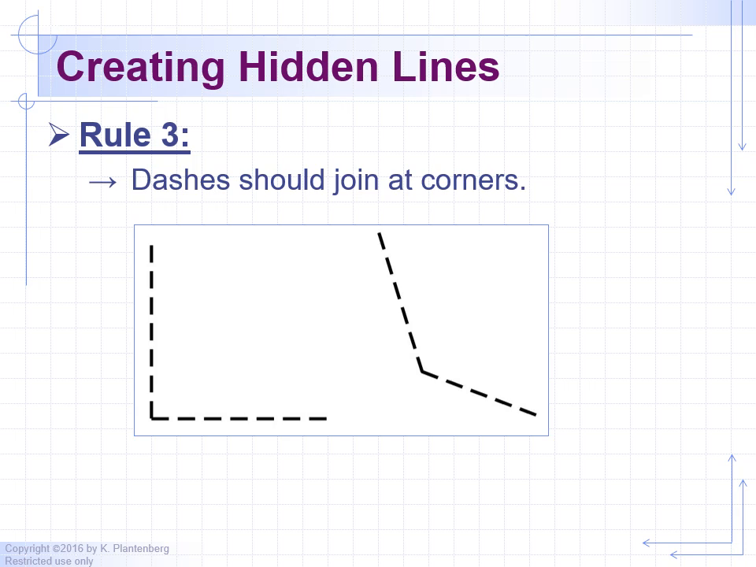Anytime two hidden lines connect with each other, they should be joined by dashes, right? So we see here dashes here, we see dashes here, right? That works out pretty good. AutoCAD's pretty good about doing that. But again, you can adjust the size of the dashes to make that happen if you need to.